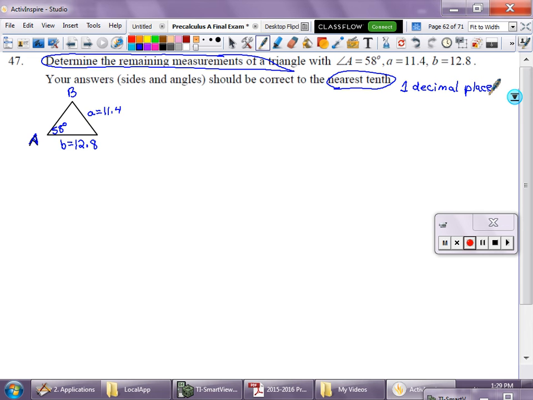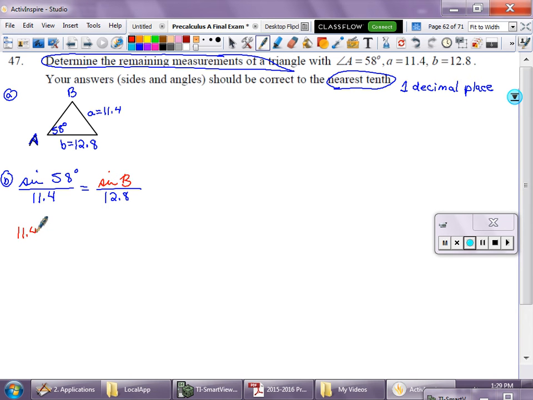First thing you want to see is, hey, you're given a side and an angle opposite that side. That's law of sines right there. So let's set this up. It's going to be the sine of 58 degrees over 11.4 is equal to, we have to use B. So again, it's going to be the sine of B over. Anytime you're left with sine of B, you have to know ahead of time that you're going to have to use sine inverse.